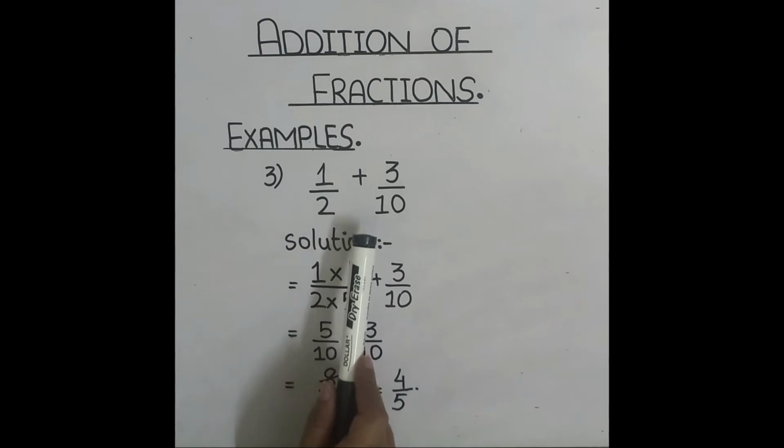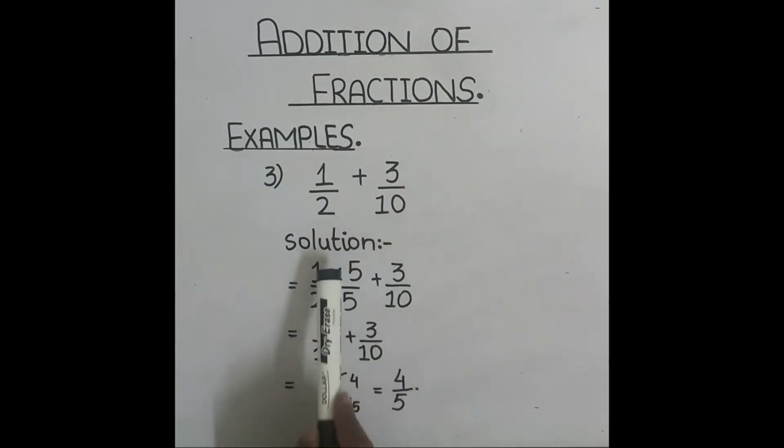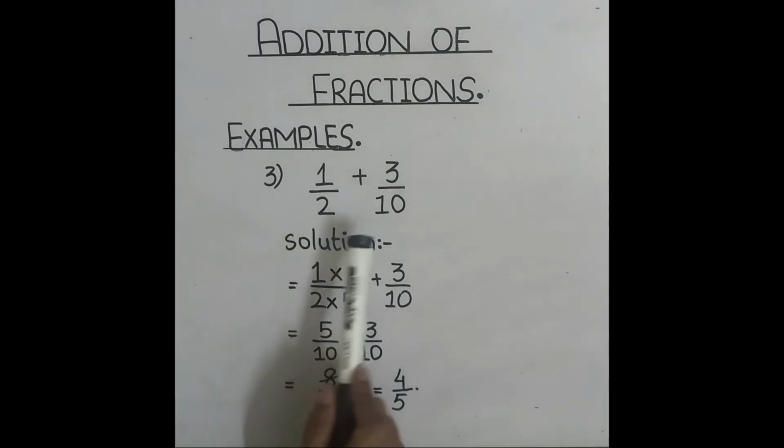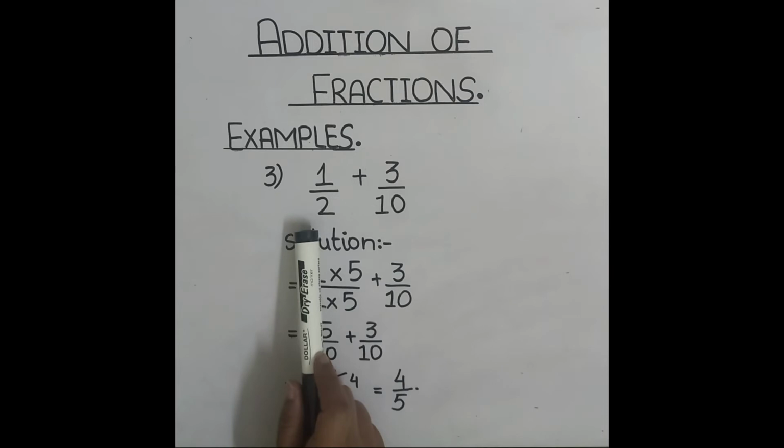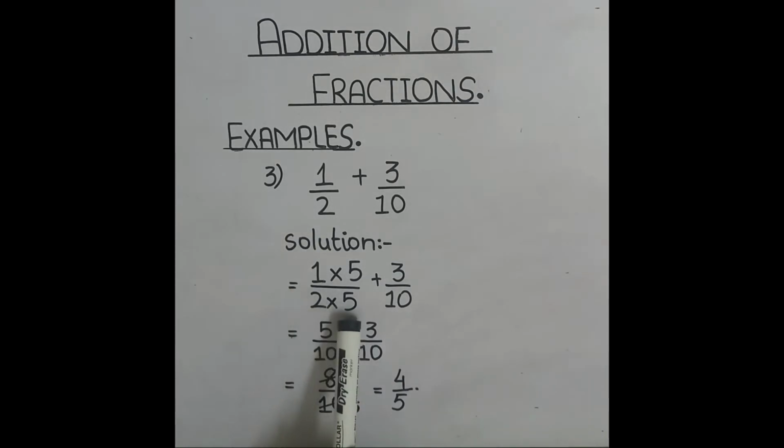Let's take another example. 1 over 2 plus 3 over 10. Solution. The denominators are not same, so we will make it so by suitable multiplication. Since here we have 10 and here we have 2. So 2 how many times is 10? 2 5 times is 10. So we will multiply the 5 in the denominator and as well as in the numerator. 1 5s are 5. And 2 5s are 10, plus 3 over 10. According to rule number 2, we will add the numerators and write above the denominator. So 5 plus 3 is 8 and 10 will come in the denominator.